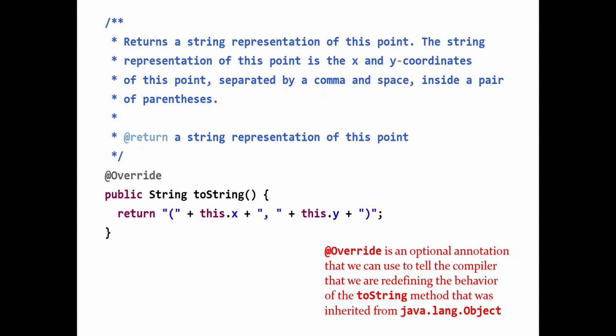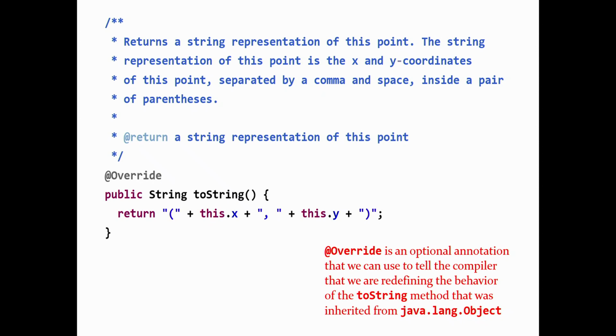So if you spell something wrong here, the compiler will tell you that there's something wrong with what you've done. So this tag here is optional. You don't have to put it in. But if you put it in, the compiler will do some safety checks for you.